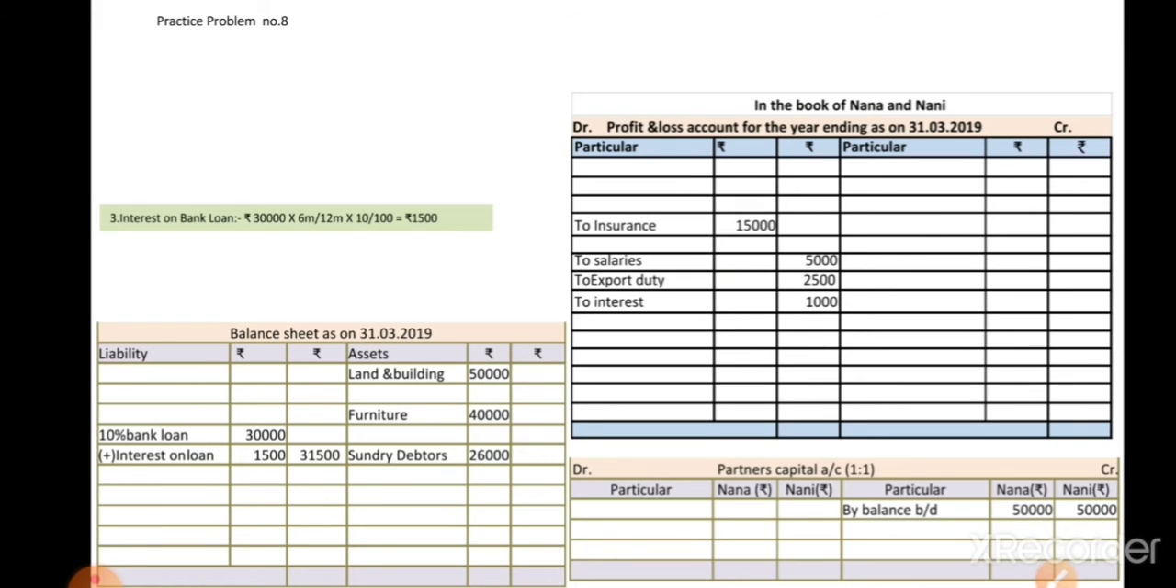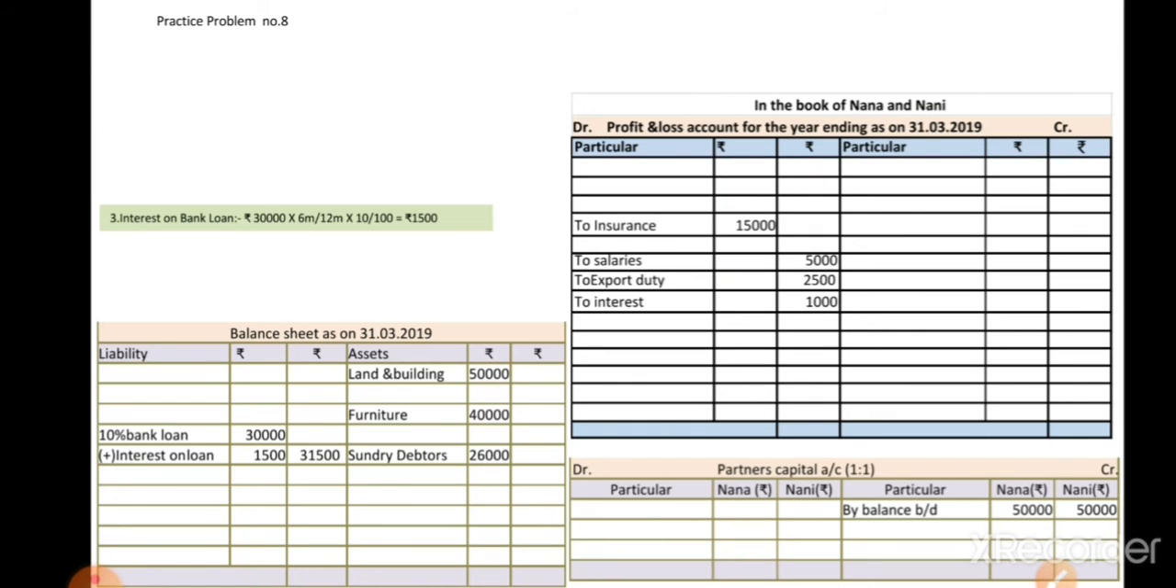How is it calculated? The working note is available in front of you. Interest on bank loan: total amount of bank loan is 30,000 into 6 months divided by 12 months. Total 6 months, 1st October to 31st March, into 10%, it means 10 divided by 100. So we get the amount of interest, 1,500. That interest on loan we add in the balance sheet liability side, 1,500.